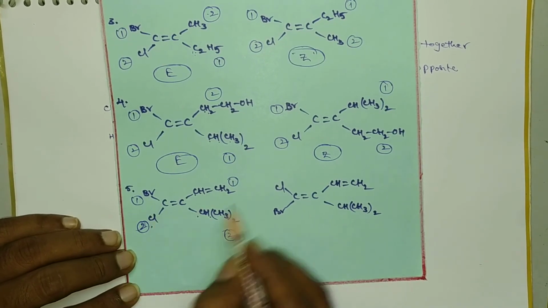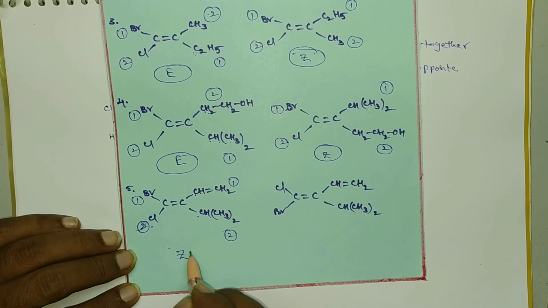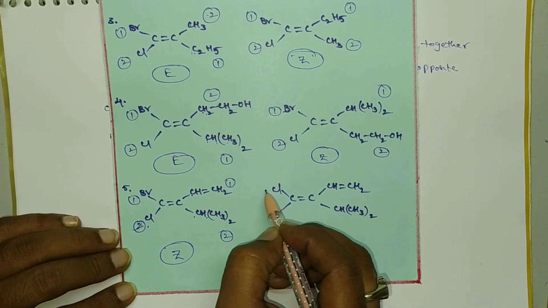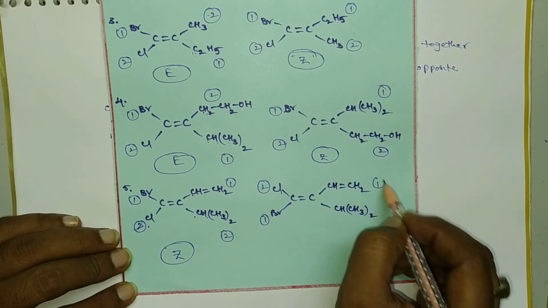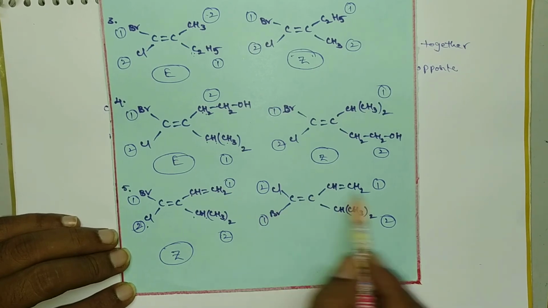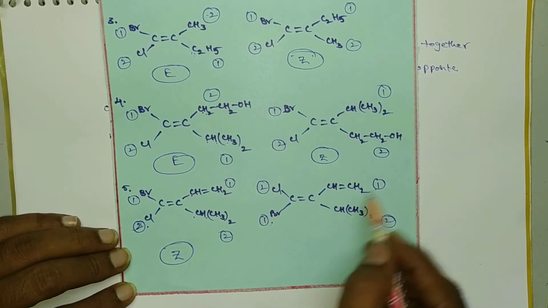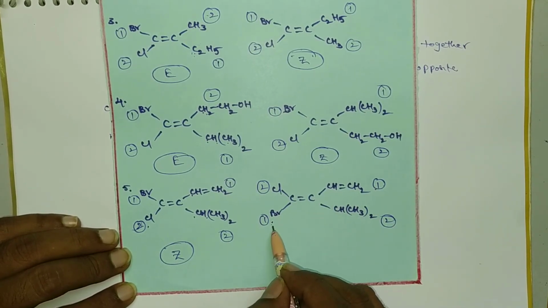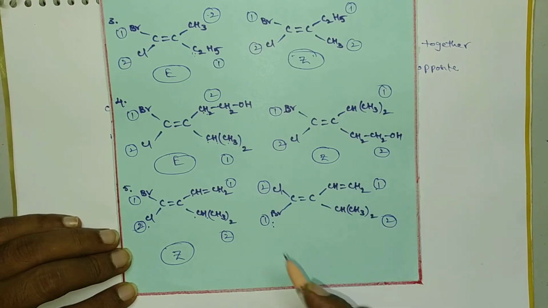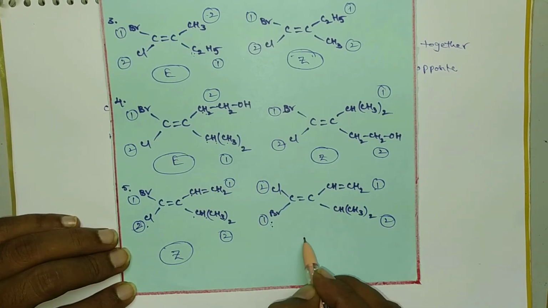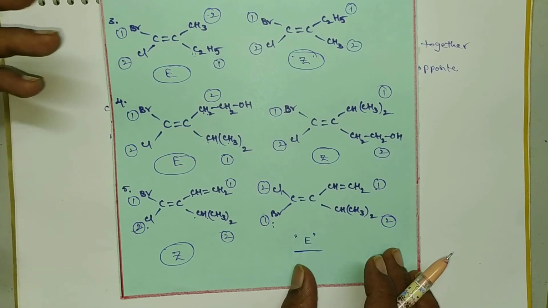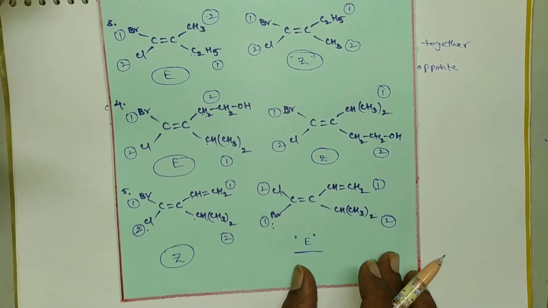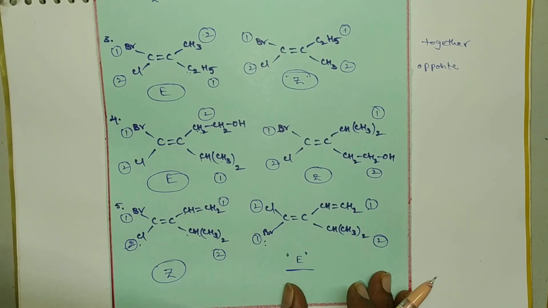So here it is cis, cis means Z configuration. And in this molecule, bromine is 1, chlorine is 2, the double bonded group is 1, the other is 2. So the highest preferred groups are present on opposite sides, that's why it is the trans molecule, represented by E. Like this we can assign configurations using Cahn, Ingold, Prelog's rules with suitable examples.